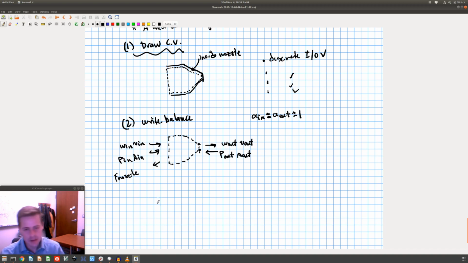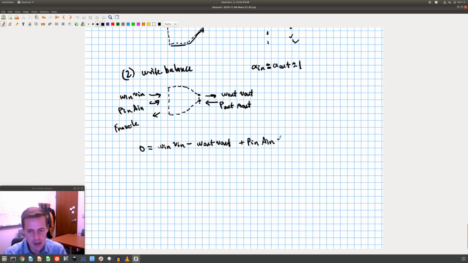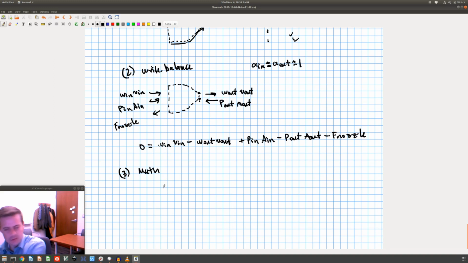But then I can do F nozzle right here, same thing. I can write down the balance now that I did my little diagram: 0 is equal to W in V in minus W out V out, because in is coming in and out is going out, and then I have my forces, plus P in A in minus P out A out, minus F nozzle. The last part here will be math. I can go through the same analysis that I did before.